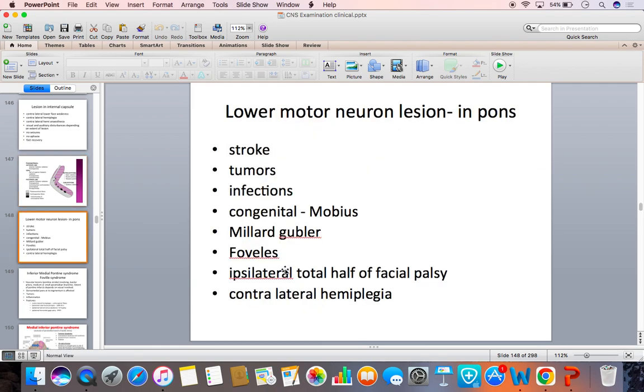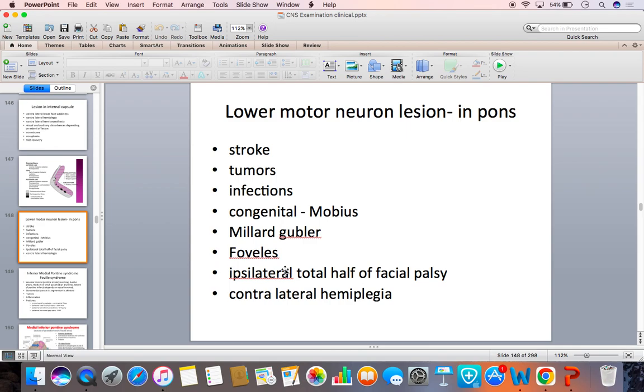Coming to the lower motor neuron lesion. The lesion could be anywhere from the site of the facial nerve nucleus down to its termination to supply the muscles of facial expression. It could be due to stroke, tumors, infections, etc. It causes ipsilateral total facial paralysis, including the upper as well as the lower face. Then there is a contralateral hemiplegia.